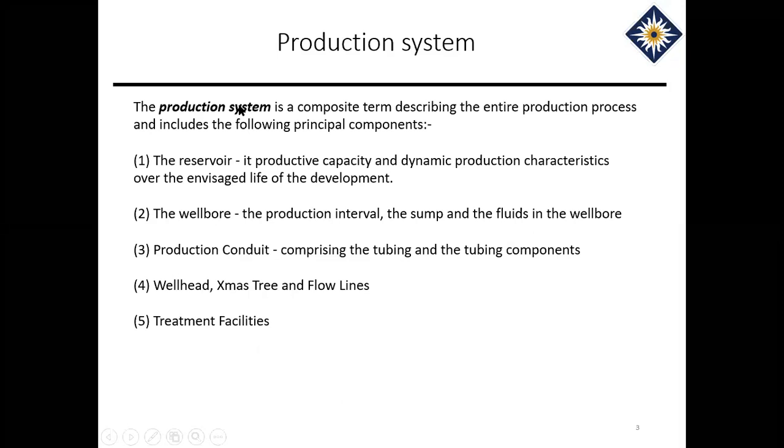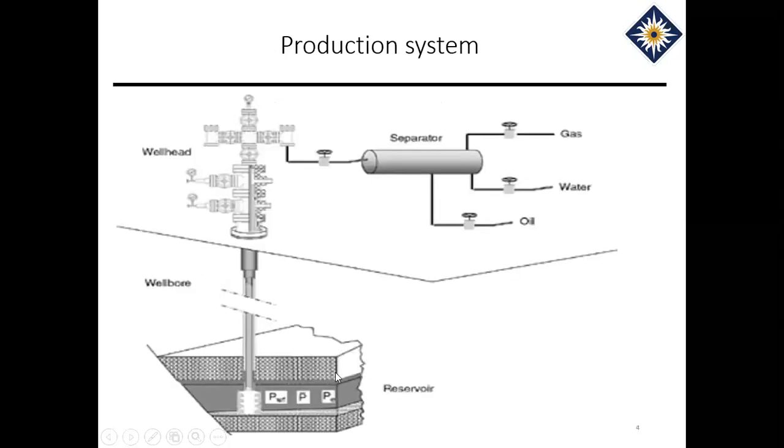Production system is a composite term which describes five different areas at the oil or gas field. Number one is the oil reservoir or gas reservoir, or in general, the reservoir. The second one is the wellbore. Third is the production conduit, which is the tubing or completion diagrams. Fourth is the production system carriers, which is the wellhead, Christmas tree, flow lines, and so on. And fifth is the treatment facilities. So when we talk about the production system, we talk in general about five major things.